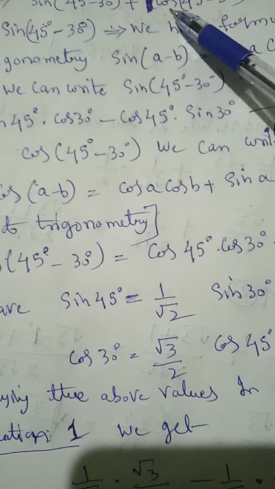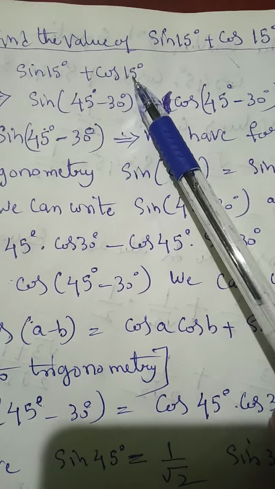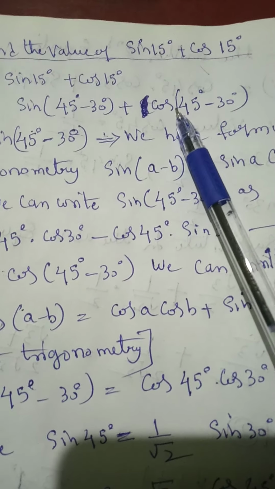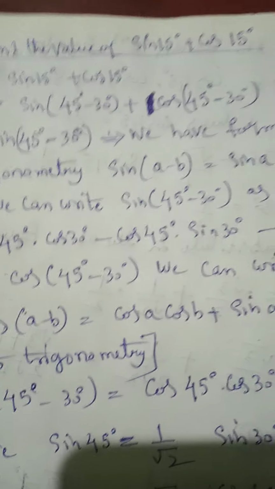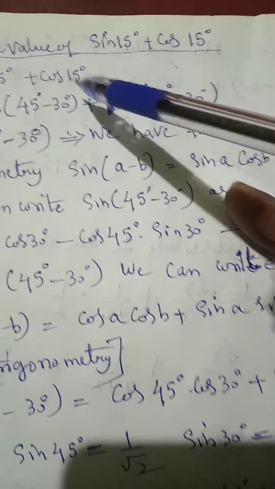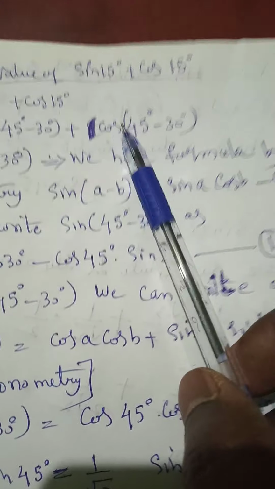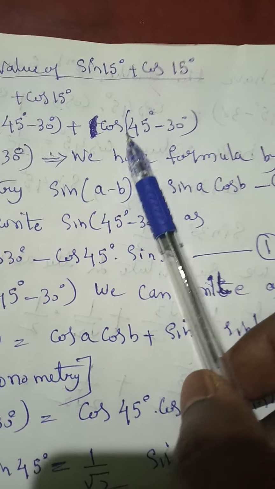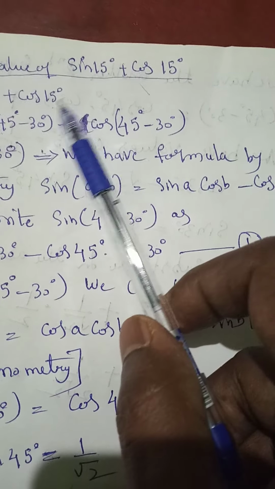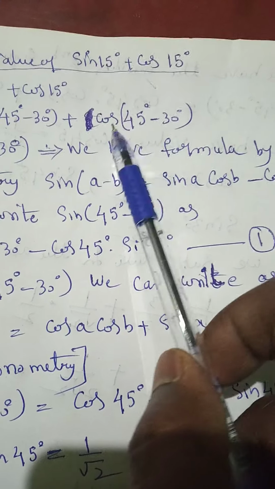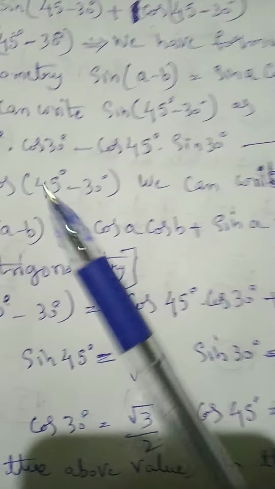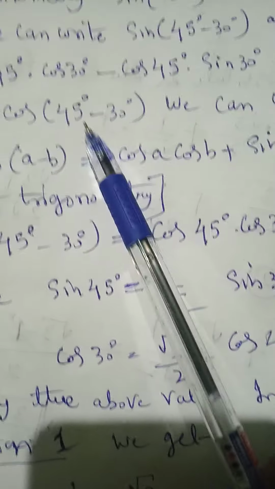Again we have cos of 45 minus 30, because here it is given as cos 15. So we are changing this cos 15 to cos of a minus b. To change 15 to a minus b, we subtract a smaller number from a bigger number. If we subtract 30 from 45, we get 15. So we can write this 15 as 45 minus 30. That's why here it is cos of 45 minus 30.